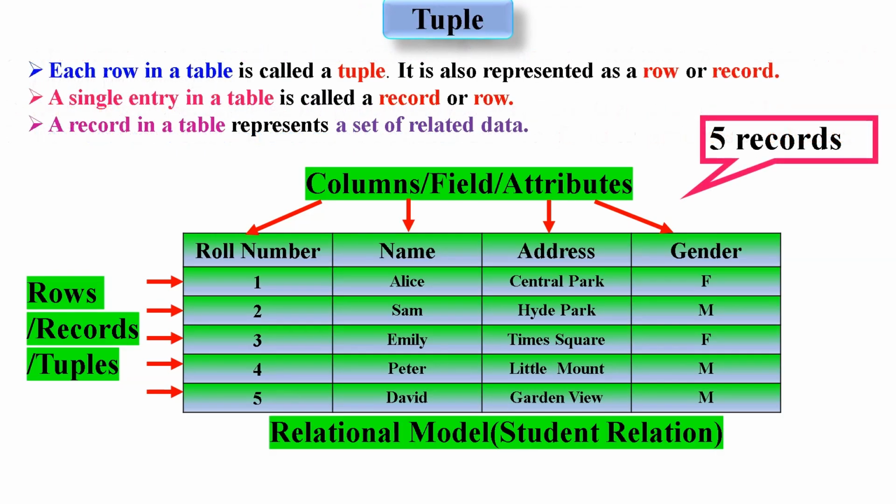What's a tuple? Each row in a table is called a tuple. It is also represented as a row or record. A single entry in a table is called a record or row. A record in a table represents a set of related data. For example, look at the student table given here, which has 5 records. Each row or tuple in a table or relation corresponds to data of a real-world entity. For example, student, employee, and attendance.